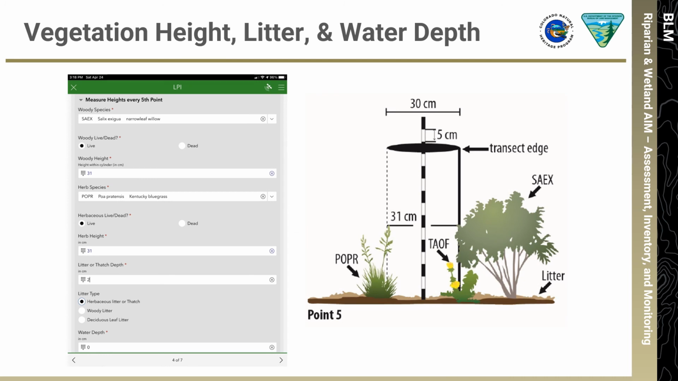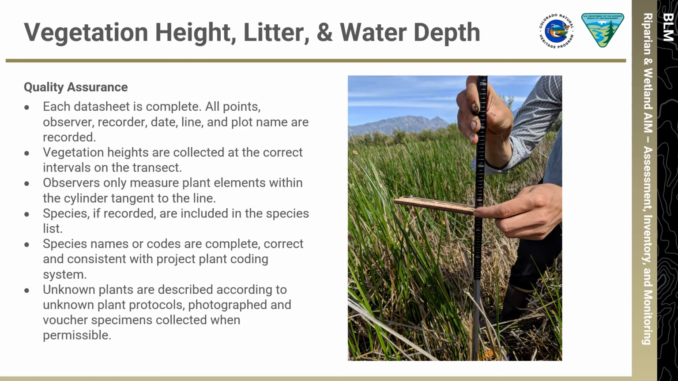If you are using a tablet to collect data electronically, you can see an example of the Survey 123 form for vegetation heights here. This concludes the methods for collecting vegetation height, litter, and water depth.